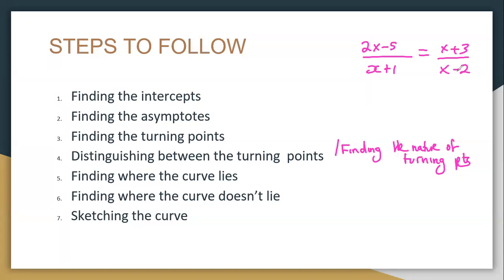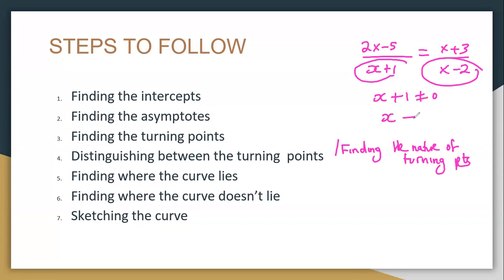When you are finding the domain, what did we say about the denominator? We said that the denominator can never be equal to zero. So you just say x plus 1 cannot be equal to 0.